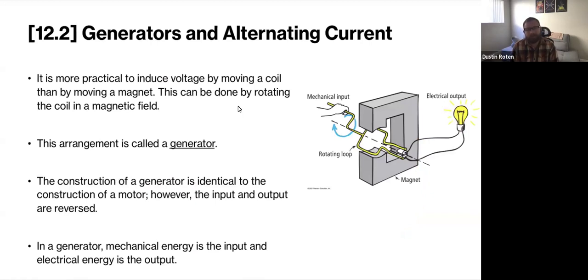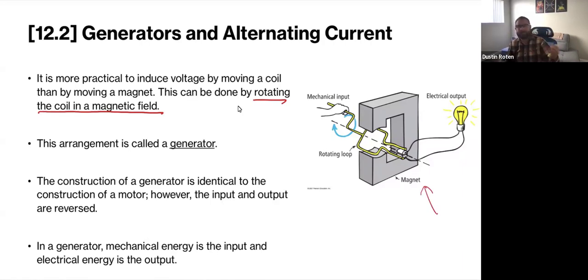So it's more practical to induce a voltage by moving a coil instead of by moving a magnet. Obviously, to get a large magnet to do this, it's going to be really heavy. So it makes sense you want to move the small coil instead of having to move a magnet back and forth really fast. So the whole idea is you can essentially do this just by rotating the coil inside of a magnetic field, just like this. And this arrangement is essentially a generator.